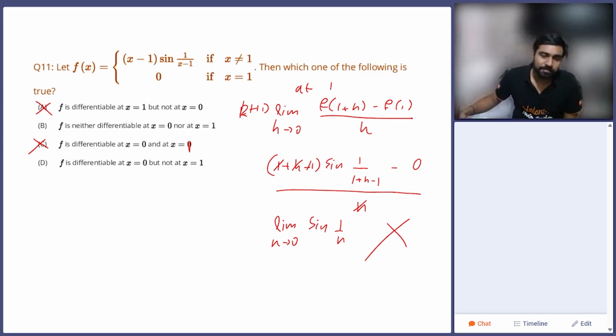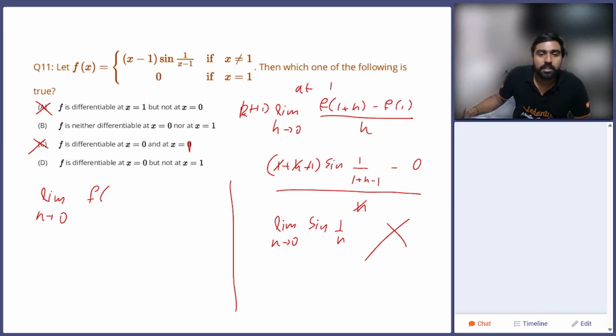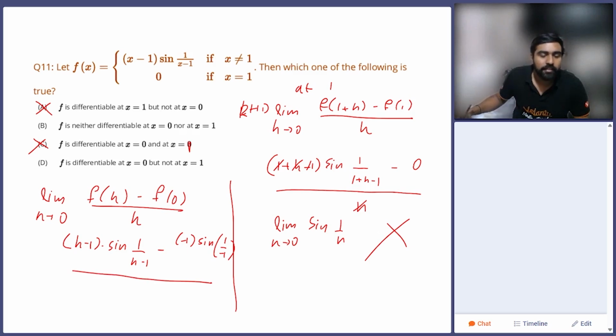Now let's talk about 0. Same concept. Let's check the left hand derivative or right hand derivative. If we are not able to show that at least one of them exists, likely I can say that the derivative also doesn't exist. So it will be limit h tending to 0, f of h minus f of 0 divided by h. This is the expression that I will have, right? F of h is what? This is h minus 1 into sine of 1 upon h minus 1, minus, at exact 0, what do you have? You have minus 1 into sine of 1 upon minus 1, divided by h. So what happens over here? This is sine of minus 1, that is plus sine of 1 basically.